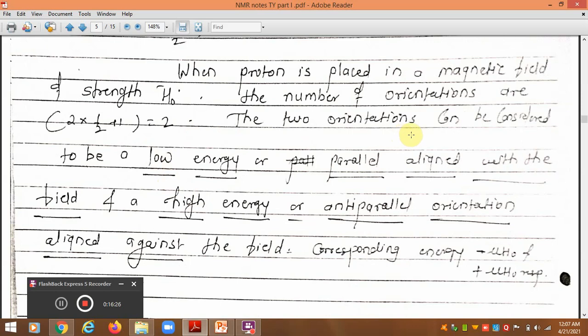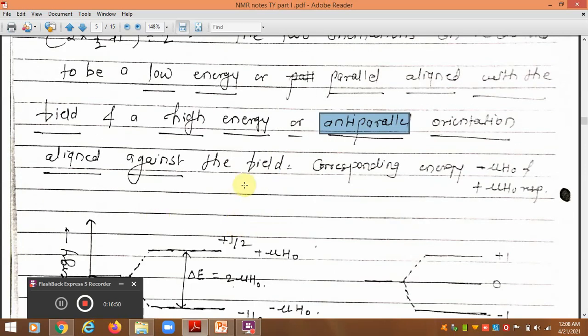One orientation has the lower energy, and it is aligned parallel with the applied magnetic field. Another has the high energy, and it is opposite to the applied magnetic field, simply considered as the anti-parallel orientation aligned against the field. So here it can be shown.